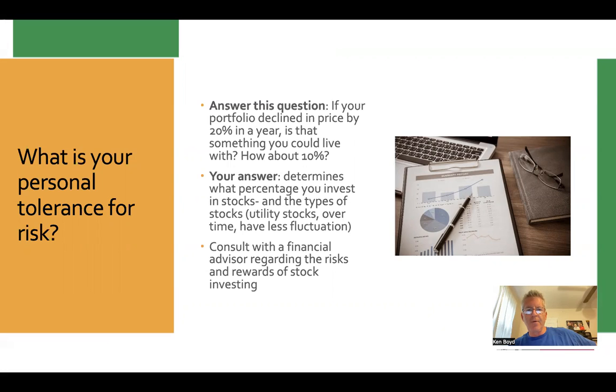Utility stocks, for example, have less fluctuation because everybody pays for utilities and they have reliable earnings and revenue. As a result, the stock price doesn't fluctuate as much. It's important to consult with a financial advisor regarding the risk and rewards of stock investing.